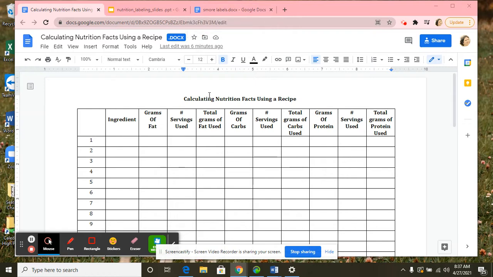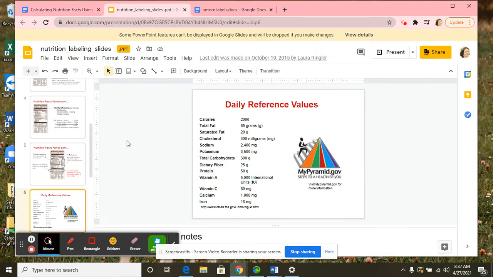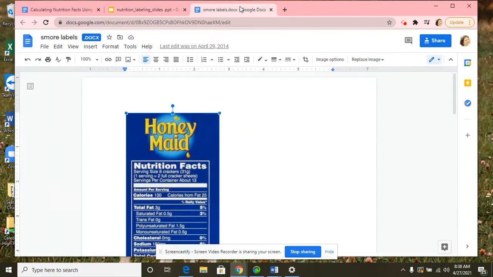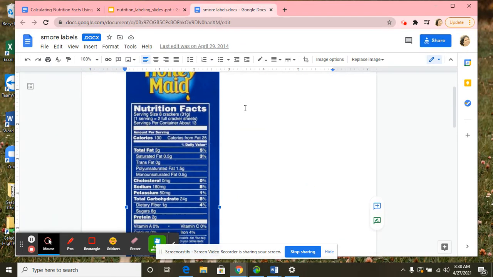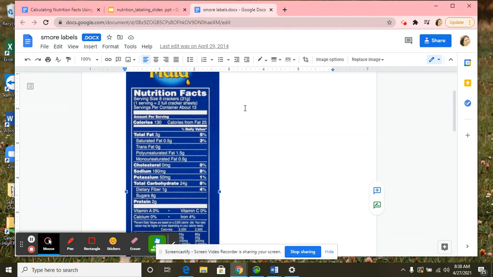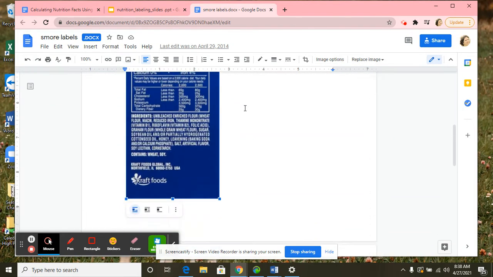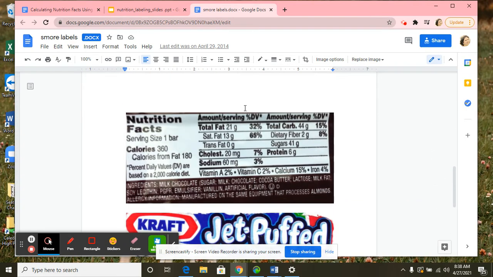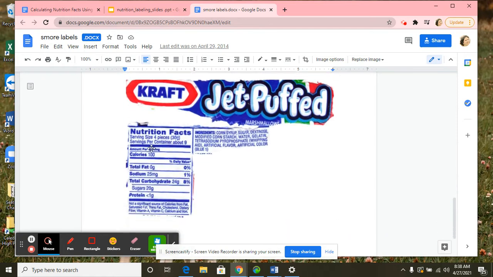So I would say that you should have this chart in front of you. You should also have the PowerPoint presentation from yesterday, especially this daily reference value page, and pull up the s'mores labels. So the ingredients for s'mores include graham crackers, which I've provided the nutrition information for, chocolate, here's the nutrition facts for the chocolate bar, and lastly, marshmallows.